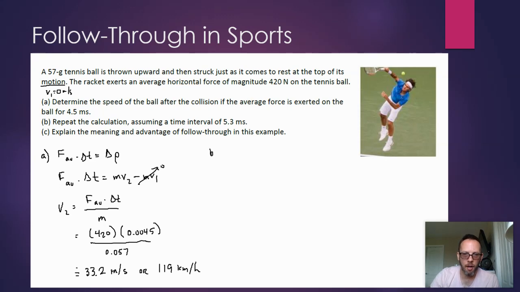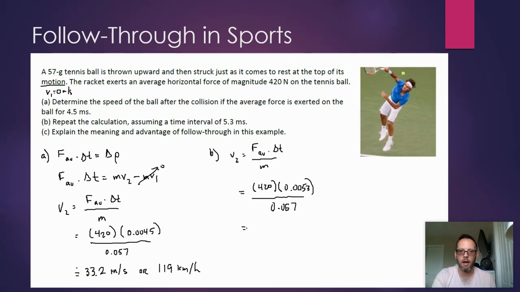So let's change the problem up. I don't need to re-solve for v2, but we're in part B, we're tweaking the problem, and we're going to keep everything the same, except we're going to follow through just a bit more on our shot, and we're going to use a different time. We're going to use 0.0053 seconds. Hopefully it's obvious that if we increase the time, we're going to increase the final speed, right? And the mass is still 0.057. Let's see how much of a difference this can make.